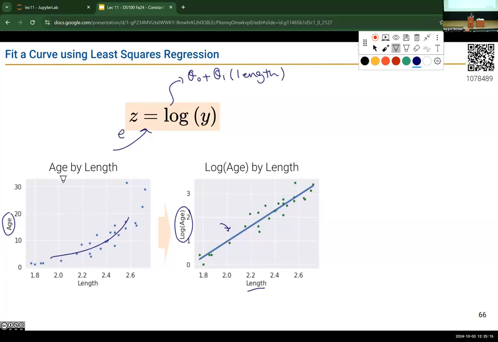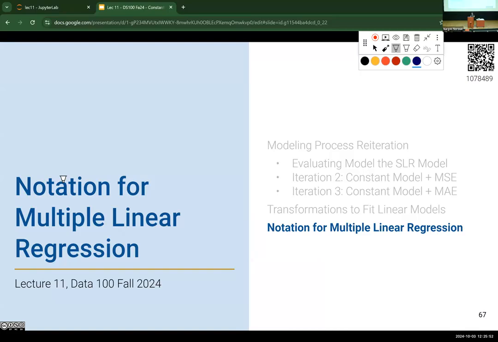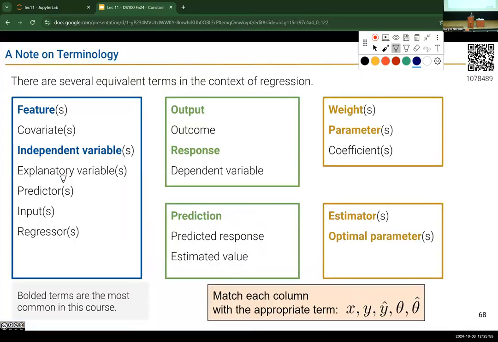So I'm calculating E to the power of Z, which is going to be E to the power of log of Y, which is going to give me Y. Now I'm going to have the model that is Y equal to E to the power of what I had here, E to the power of this equation that is theta 0 plus theta 1 times X. And now you can see that my linear regression line turned into this exponential function for me. And if I go ahead and plot the residual, now the residual actually is going to make more sense for me as well. So we're close to being done.